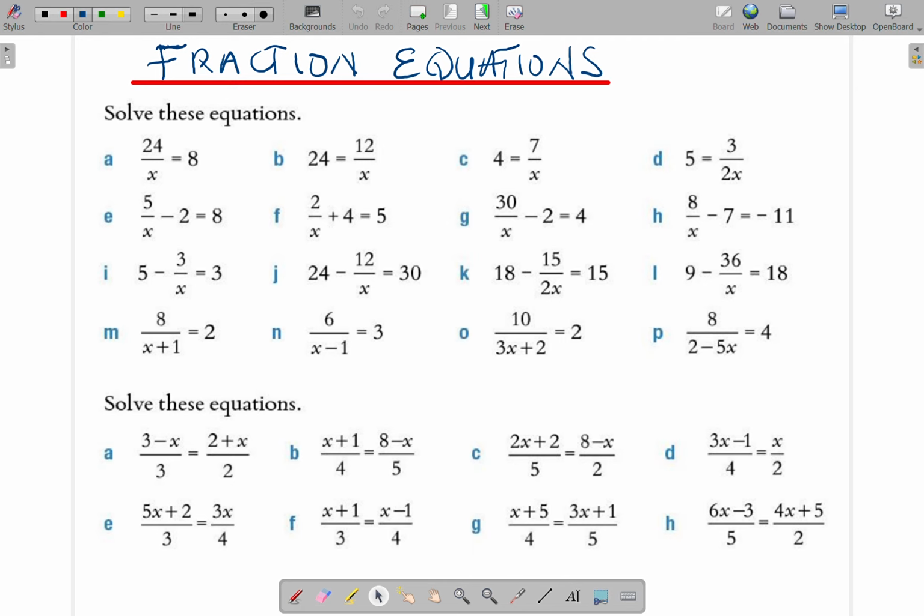The very first one is the equation 24 over x is equal to 8. Let's start with part A there. So 24 over x is equal to 8. Now, let's go to the solution page.